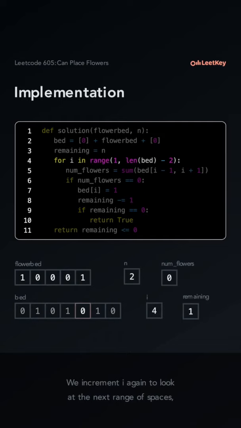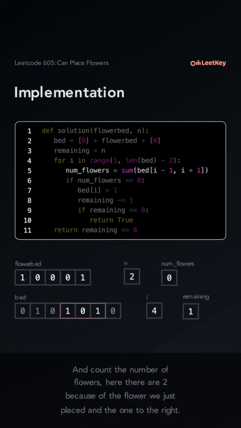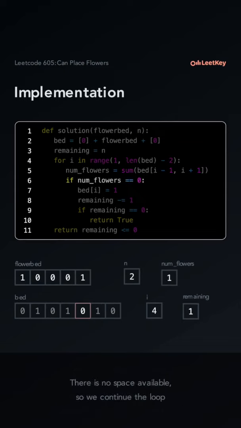We increment i again to look at the next range of spaces and count the number of flowers. Here there are 2 because of the flower we just placed and the one on the right. There is no space available, so we continue the loop.